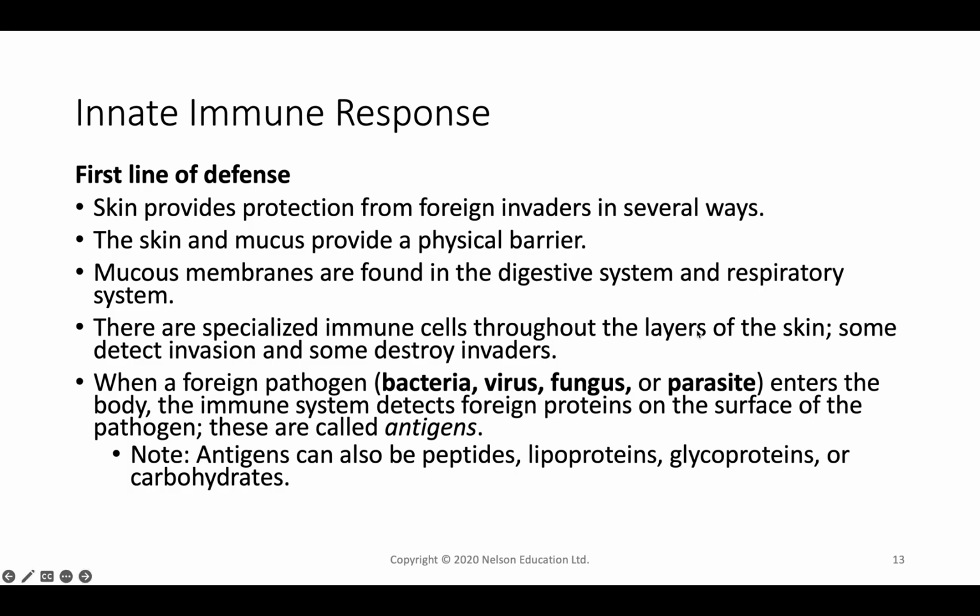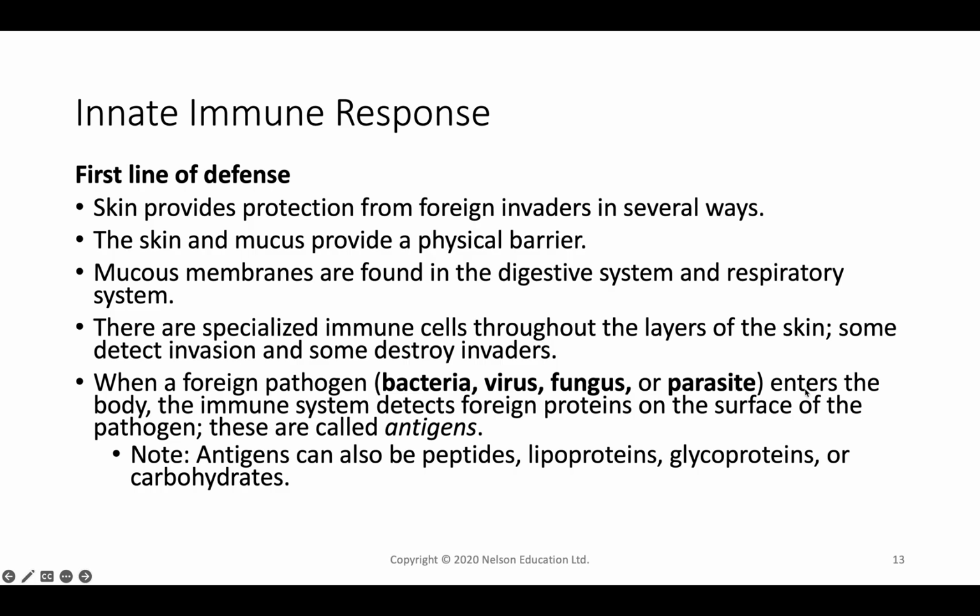They're found not only throughout the layers of the skin, but also throughout the majority of the body. These guys are meant to detect foreign invasion and destroy invaders. Keep in mind there are specialty cells that are meant to attack bacteria, different cells meant to attack viruses, and different cells meant to attack fungi or parasites. Just like we would have different types of police officers for, say, vice versus homicide, we have different types of immune system cells that will attack different foreign invaders.